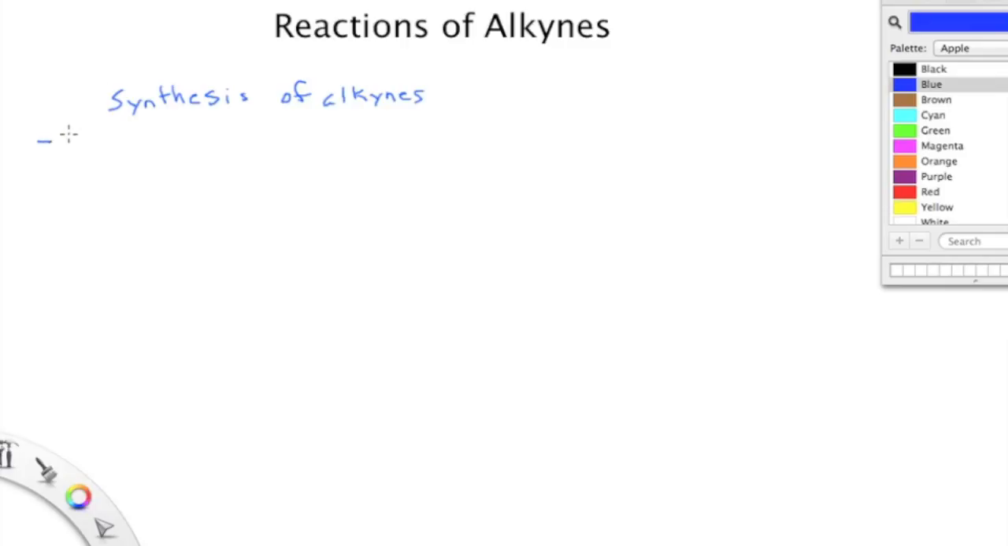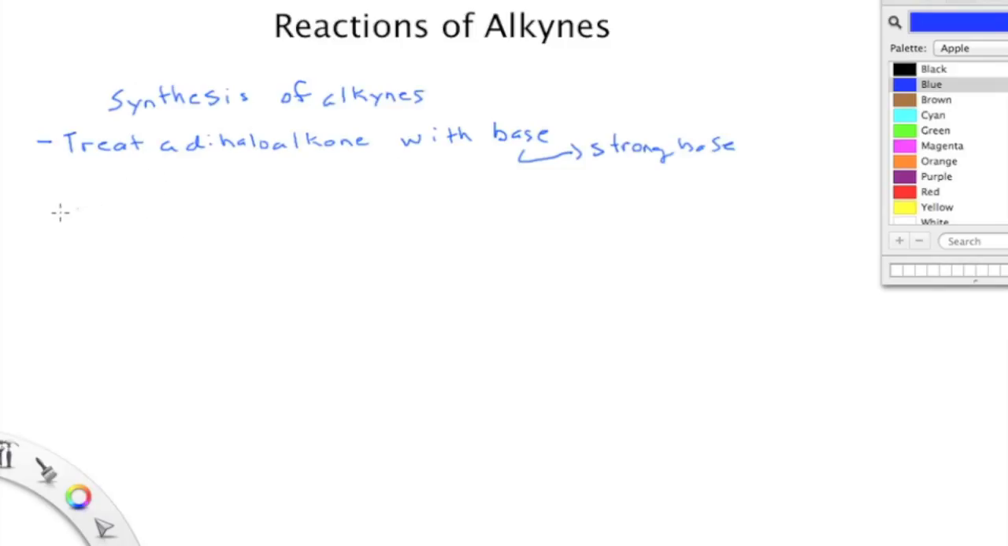So we'll just write treat a dihaloalkane with base. And it needs to be a strong base. So strong base for elimination. So how do we do this?